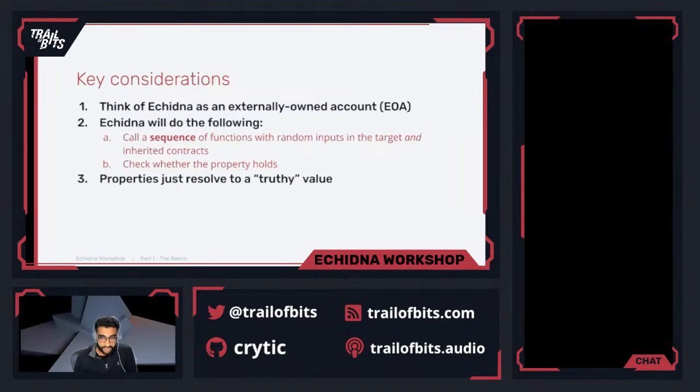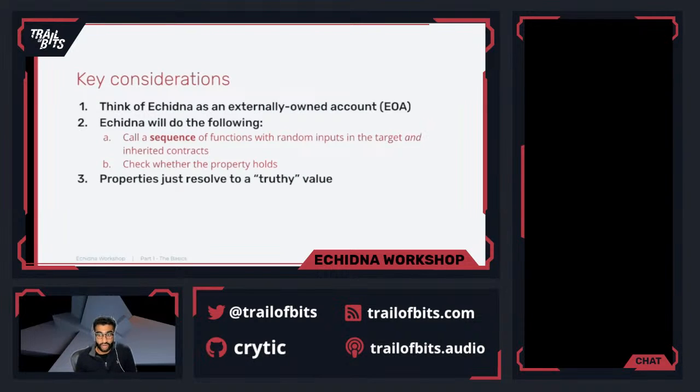It'll call a sequence of functions with random inputs in the target and inherited contracts. So two things to highlight here. First, a sequence of functions. Echidna can call a single function and then check the properties, but Echidna can also call 10, 20, 50, 100 functions in a row with random inputs. And then it'll do that in both the target and inherited contracts.